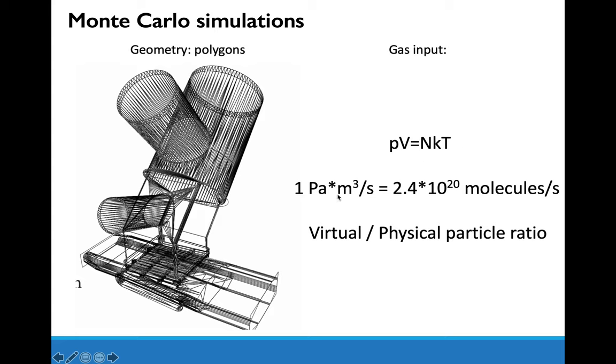Now, typically, even for a relatively small gas input, you would have 10 to the 20 molecules entering the system every second. And even today, quite powerful computers are not fast enough to simulate all of them. However, we assume that all the molecules behave the same way. So if we have a smaller number that we can actually simulate, then we simply have to keep track of how many we have actually simulated and how many there would have been in the physical world, and the results that we get, we upscale to the physical solution.